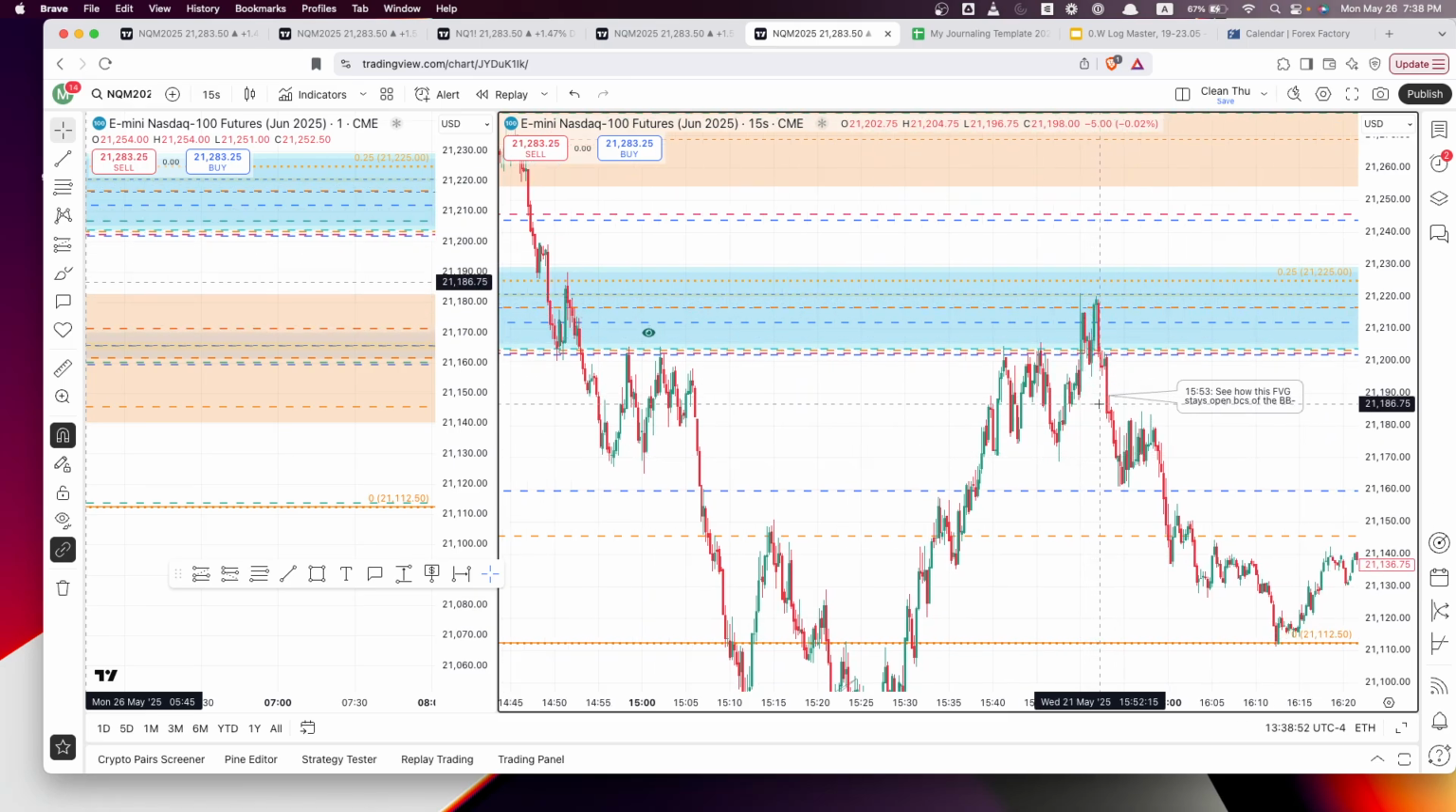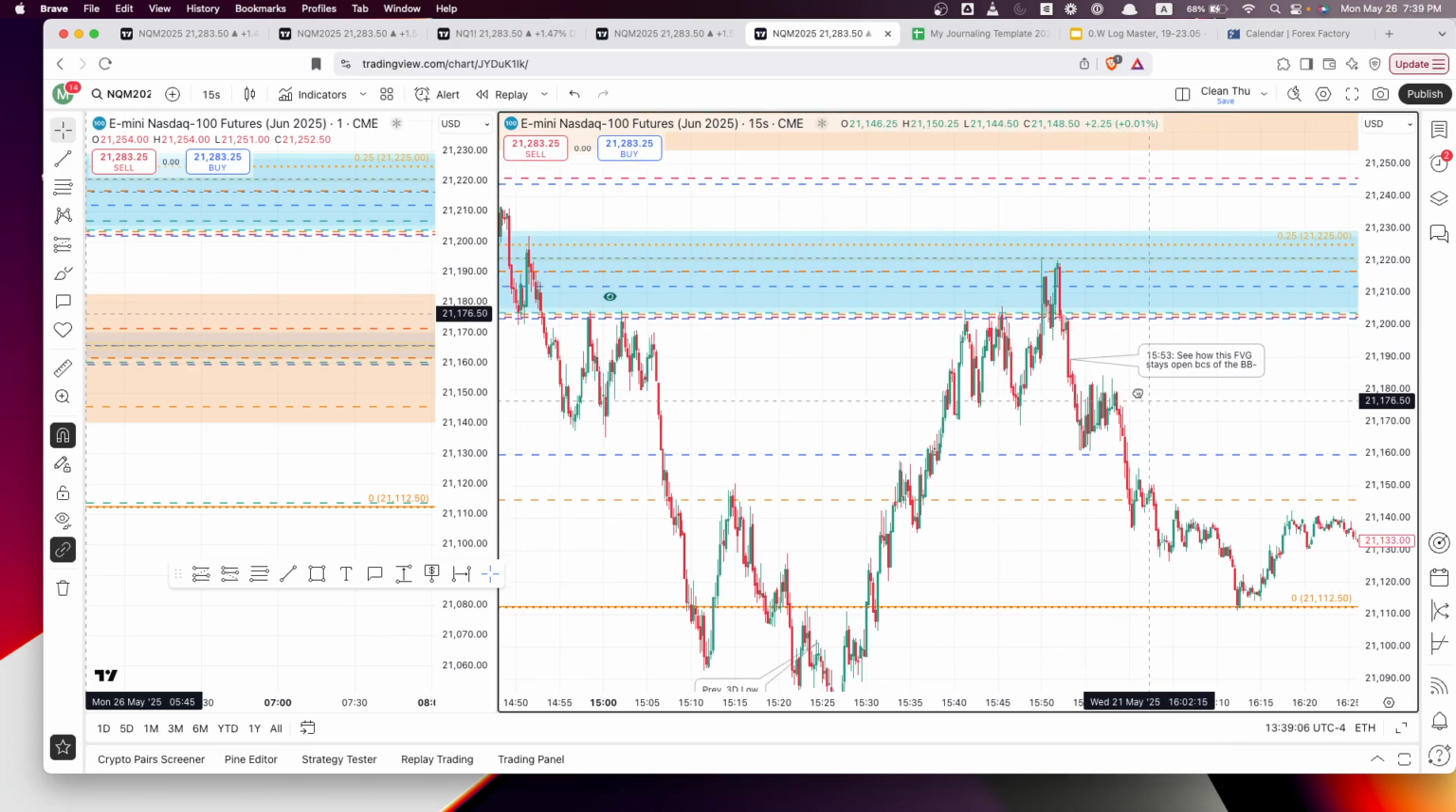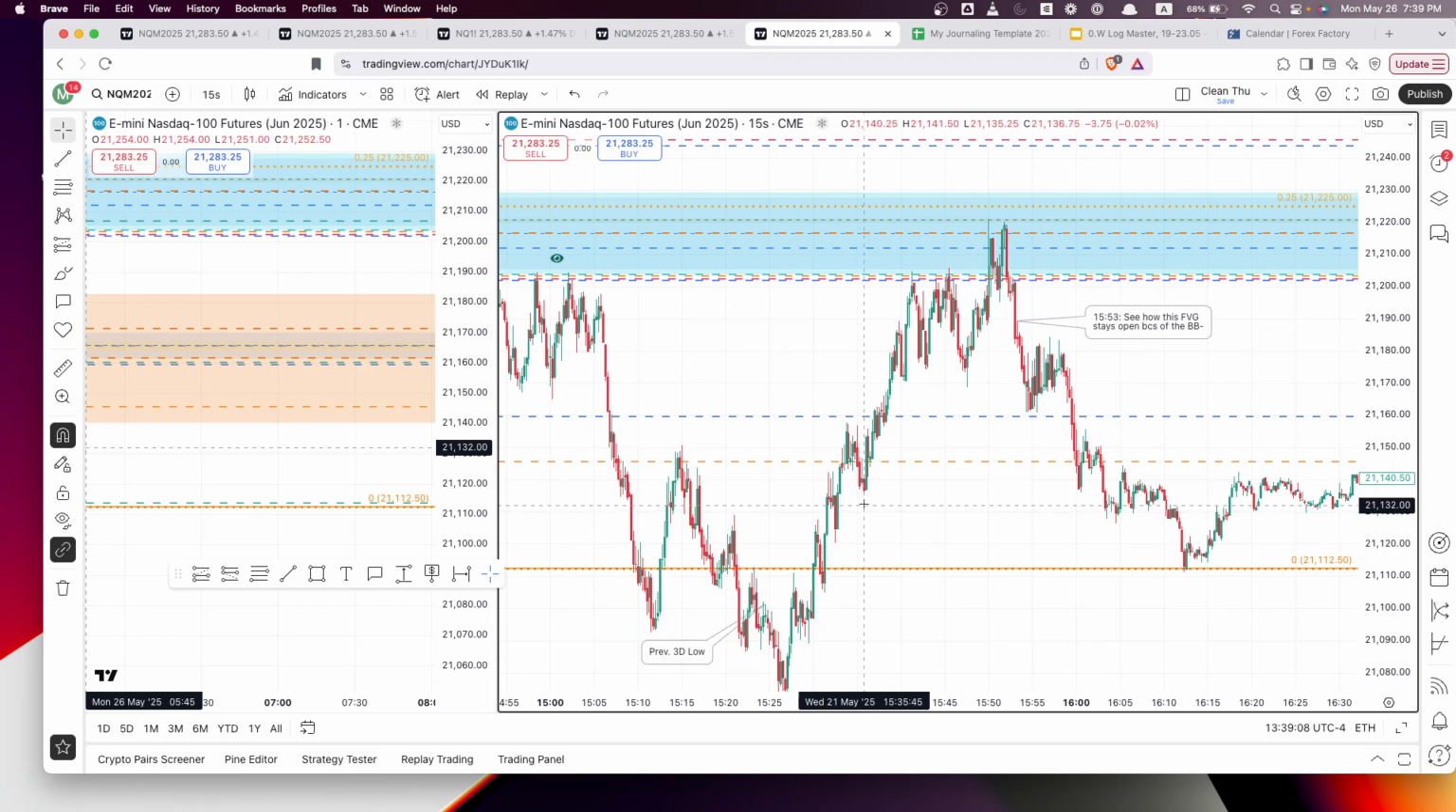1550, we look for a move, we wait a little bit, and see how we form this bearish breaker I was showing on the 1 minute. It shows even better on the 15 seconds. So high, low, higher high. Fair value gap doesn't get touched because the breaker is protecting it. And here we have some stops again.